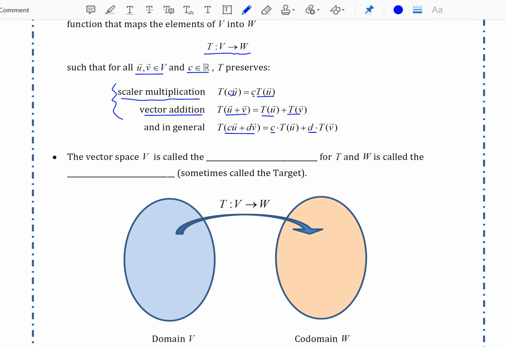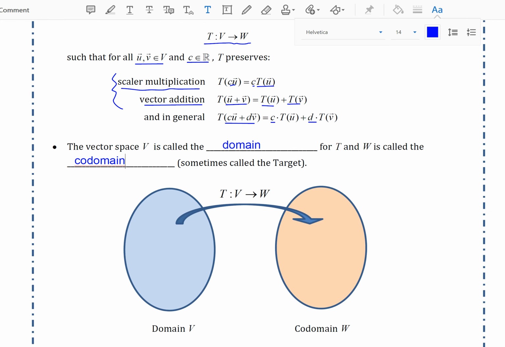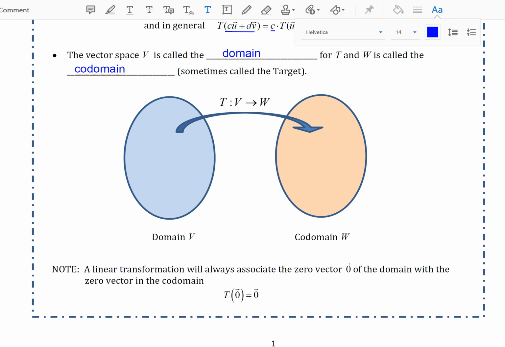The vector space V that we start in is referred to as your domain for T, and W is referred to as your codomain, sometimes called the target. So this graphic shows how you start in your domain, and then your transformation maps these elements into W. And so typical notation will show that if you start with some vector little v in your vector space capital V, T will map this over into your codomain W by applying T to the vector v, and what you get back is a little vector w. It's a new vector that's been transformed in your codomain.